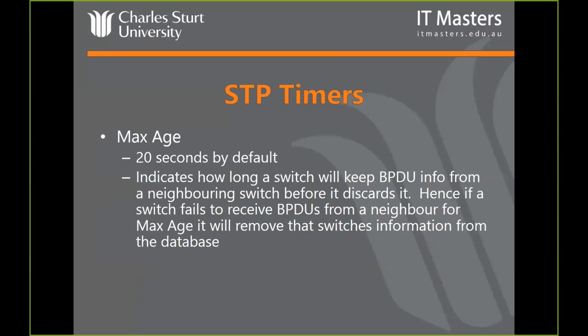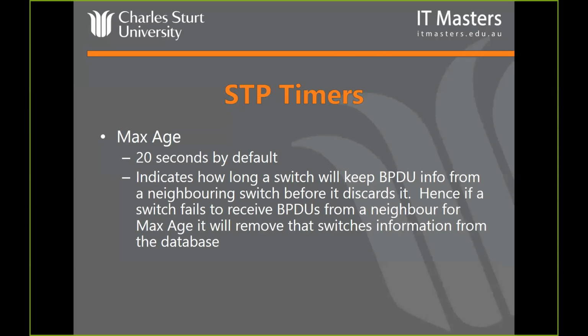And then last of all, there's a max age timer, which is 20 seconds by default. This is a timer that says how long a switch has to keep the BPDU info from a neighboring switch before it discards it. So in other words, switches send BPDUs every 2 seconds, yes? If for 10 intervals in a row, 20 seconds, I don't get a BPDU from my neighbor, I will then assume that it's gone down and I will chuck out all the information that I know from that neighbor. And away it goes. So that's the maximum age.